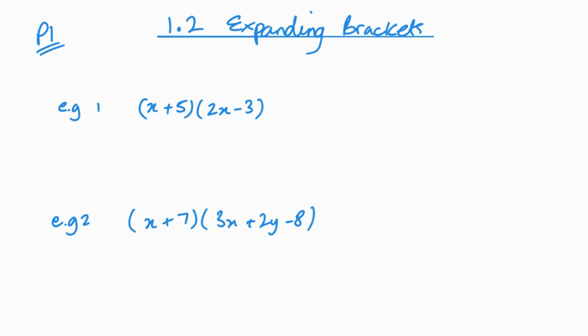So if you can't remember, what you need to do is every term in one bracket needs to be multiplied by each term in the second bracket. And the easiest way to do that is to start off with the first term x multiplied by 2x, so that'll be 2x squared. Take that first term and multiply it by the second term in the second bracket, so minus 3x.